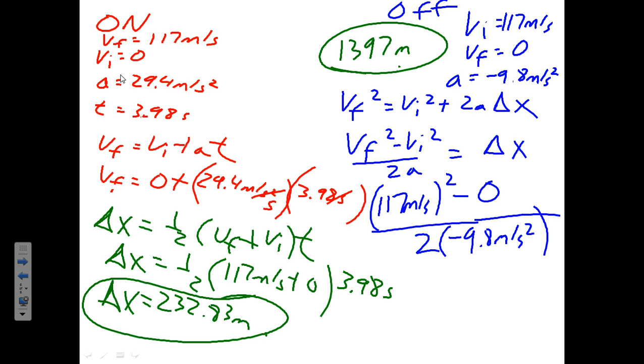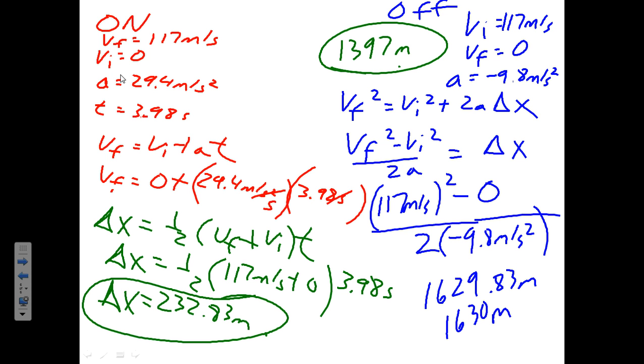My answer says 1629.83. We need to round it to 3 sig figs, so 1630 meters. That's not what I got in the back. Oh, I didn't multiply by 2. Let's fix that. So let's go 117 squared divided by 19.6, right? Yep. I messed up there, guys.